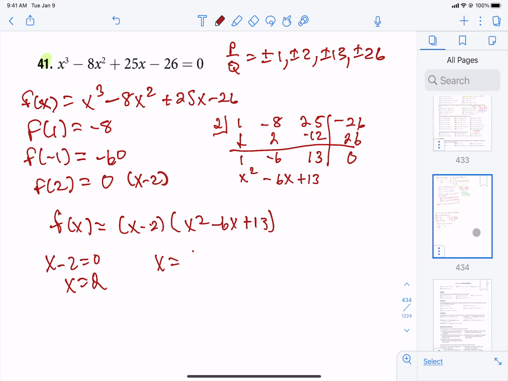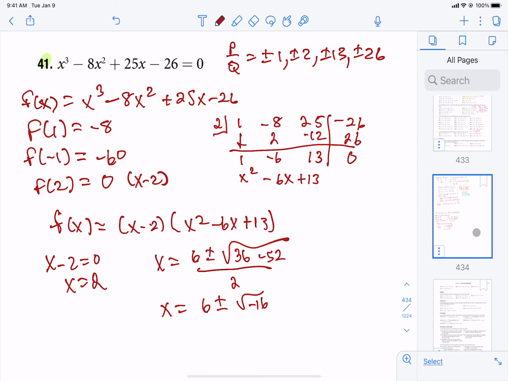So it's going to be the opposite of b, plus or minus the square root of b squared, minus 4 times a, which is 1, times c, which is 13, is negative 52. See how we got a negative? Over 2a, which is 2. That's 6 plus or minus the square root of negative 16 over 2. Now, the negative part of things is going to give us an i. The 16 is going to give us the square root of 16, or 4. So this is going to give us 6 plus or minus 4i over 2.